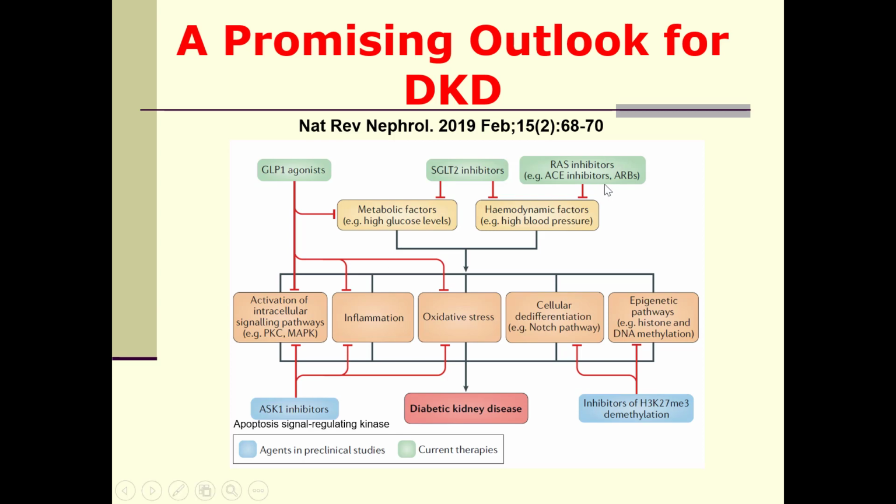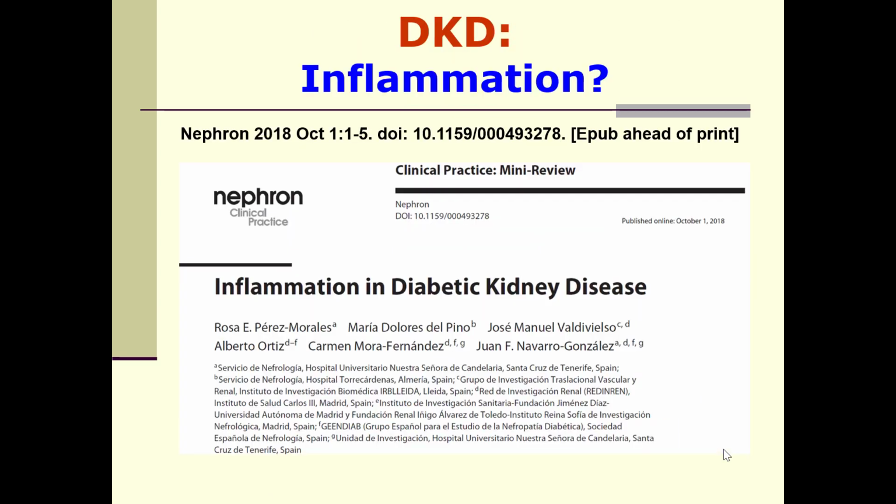And this is the current treatment of diabetes, as elegantly shown in the first session today: treating the metabolic factors and hemodynamic factors by using these drugs. And now there is an increasing trend toward the sophisticated pathophysiology. So we have apoptosis signal regulating kinase inhibitors, and we may have inhibitors of the epigenetics pathophysiology. All these may be in the future, and they are tested in the preclinical phases.